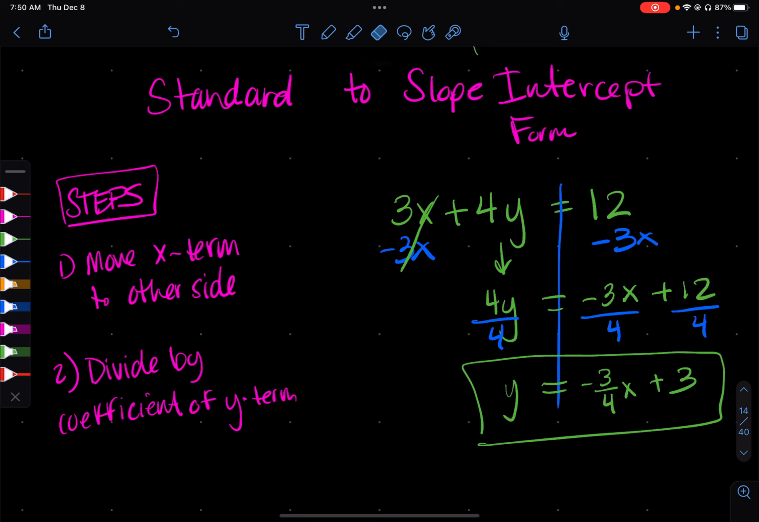Ooh. Bam. So here is my slope-intercept form. y equals negative 3 over 4x plus 3. Remember, your two easy steps are step 1, move x term to the other side. And step 2 is divide by the coefficient of the y term.